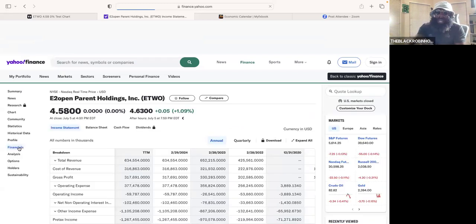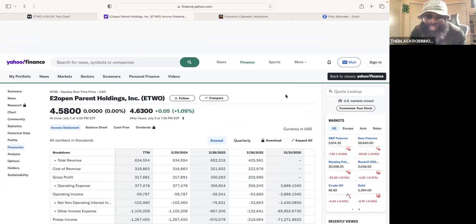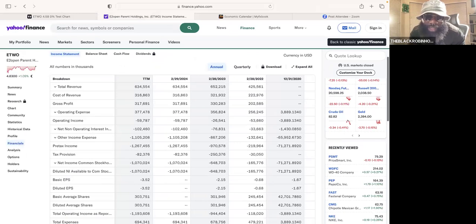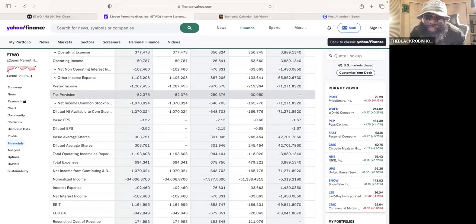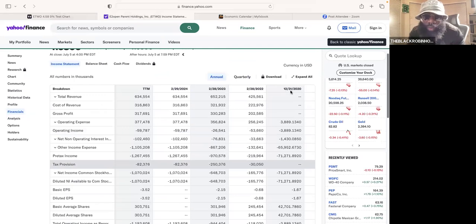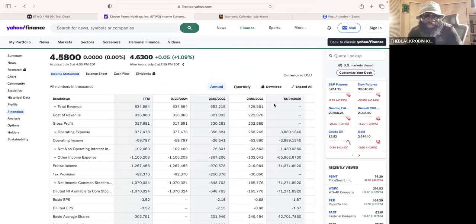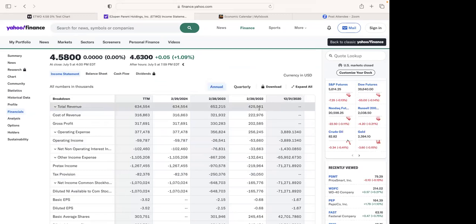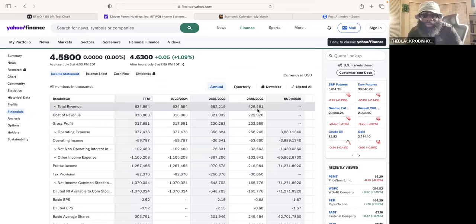Financials. But before you do this, you can look at the company, what they're doing. If I'm really going deep, I would do that. It's a lot more to it than this, just a quick rundown. 2022, 425 million revenue, then 652 in 2023. Then it went slightly down, 634.